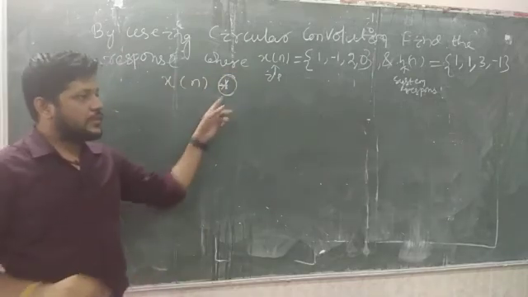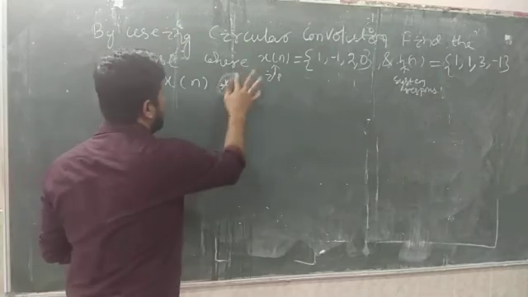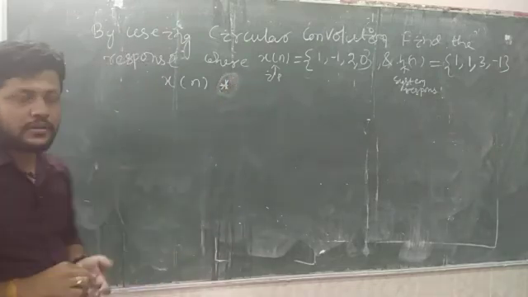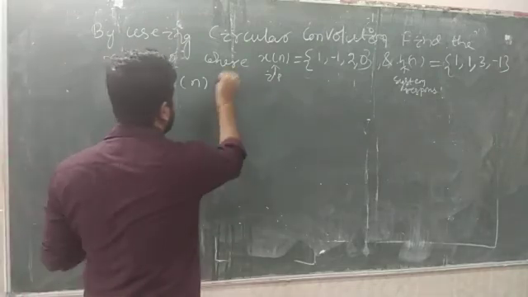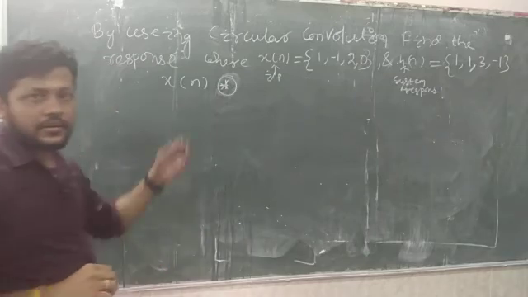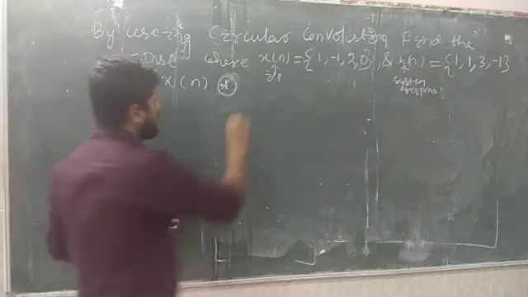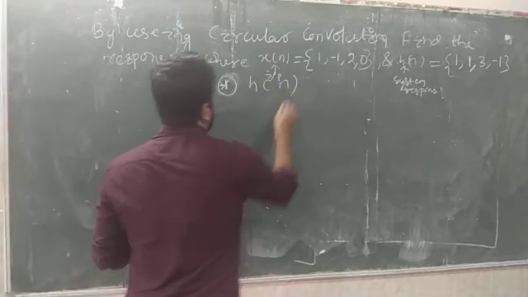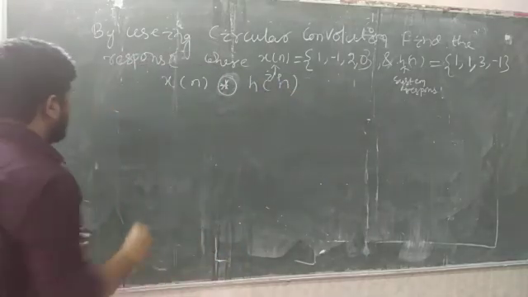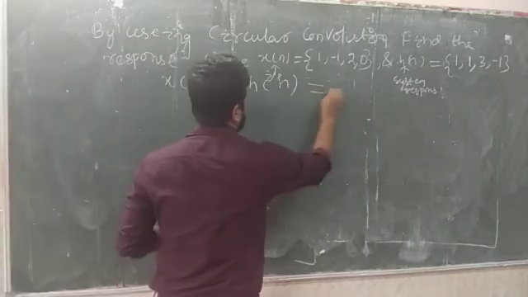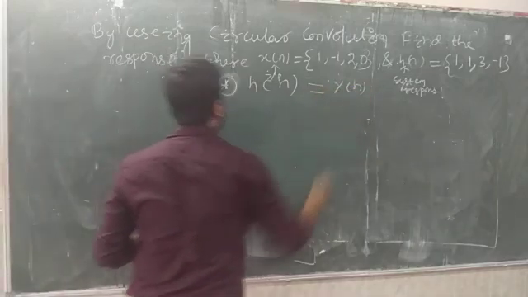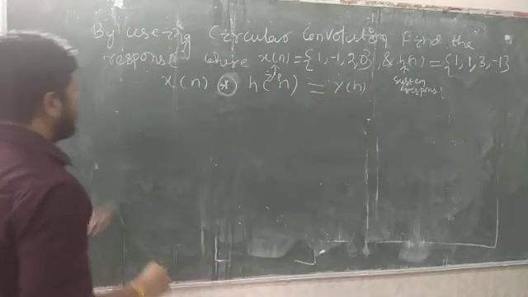So this is your linear convolution symbol. If you encircle it, then it is denoted as your circular convolution. x(n) circularly convolved with h(n) will give you y(n). Then how to use this?